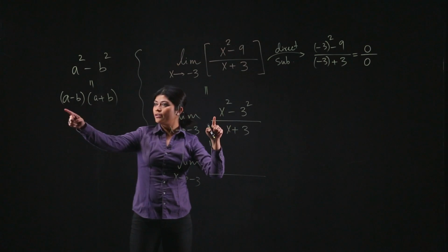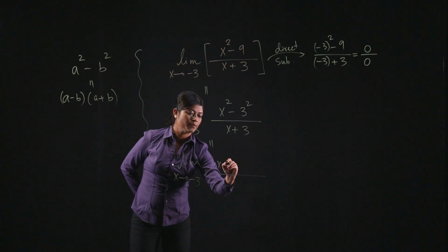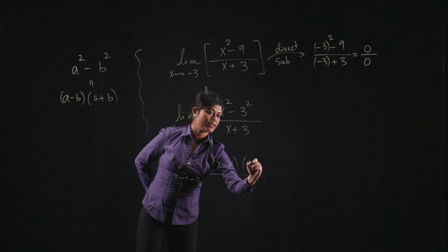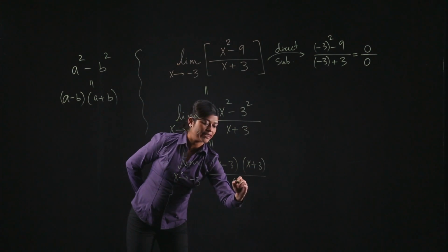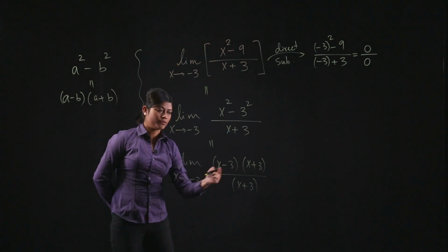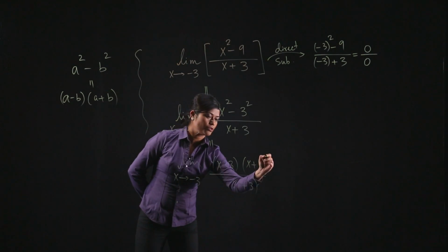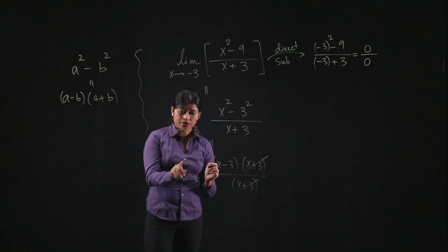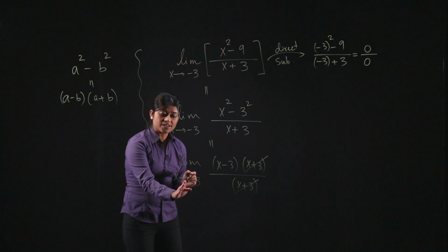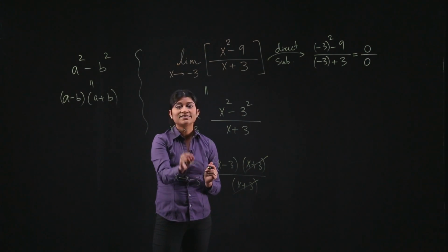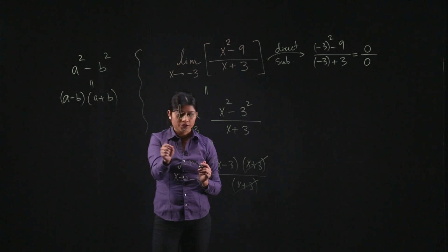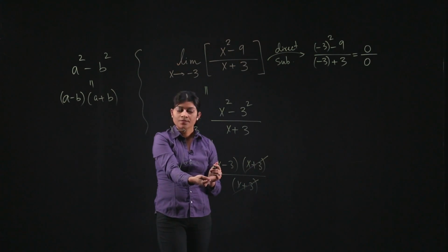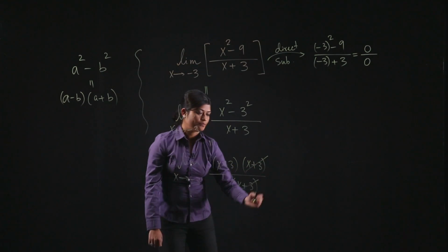Okay, so the factors are a minus b, which is x minus 3, and a plus b, which is x plus 3. And you're dividing by x plus 3. So there you go. We can cancel out this factor, x plus 3. Now, why can we cancel? Please remember, this is a limit, and x is approaching -3. x is never reaching that value -3. Therefore, this factor x plus 3 will never be equal to 0. And that's why we can cancel it.